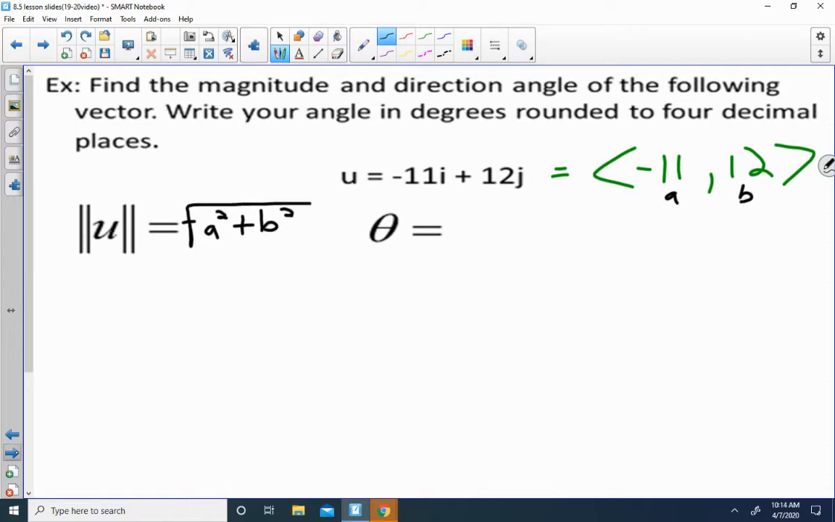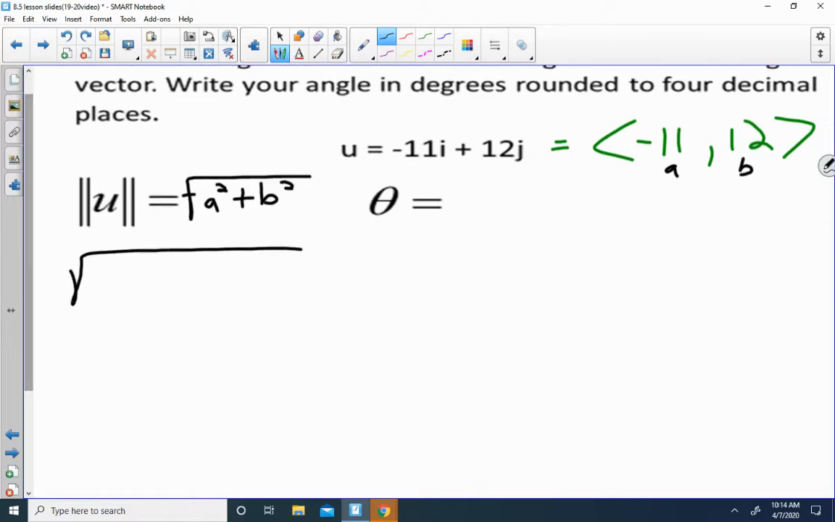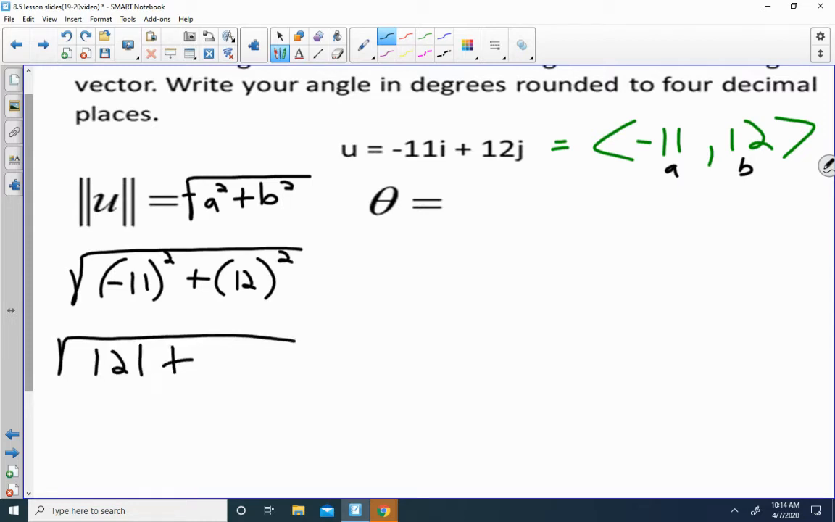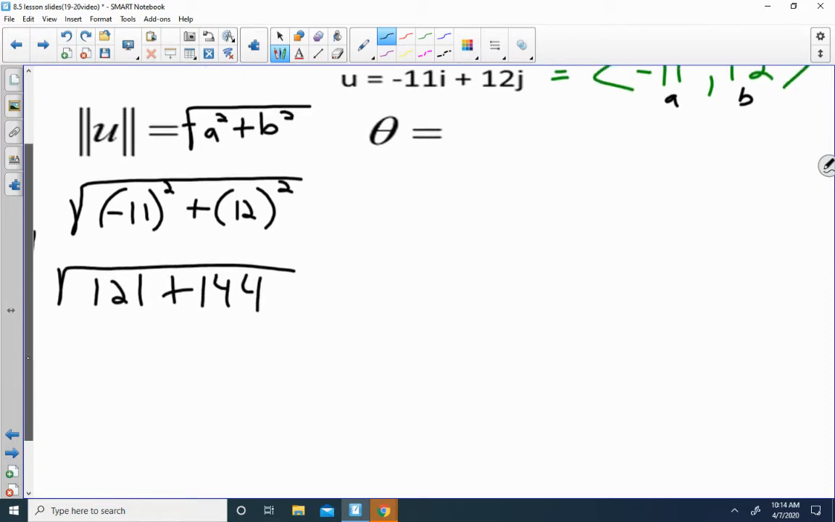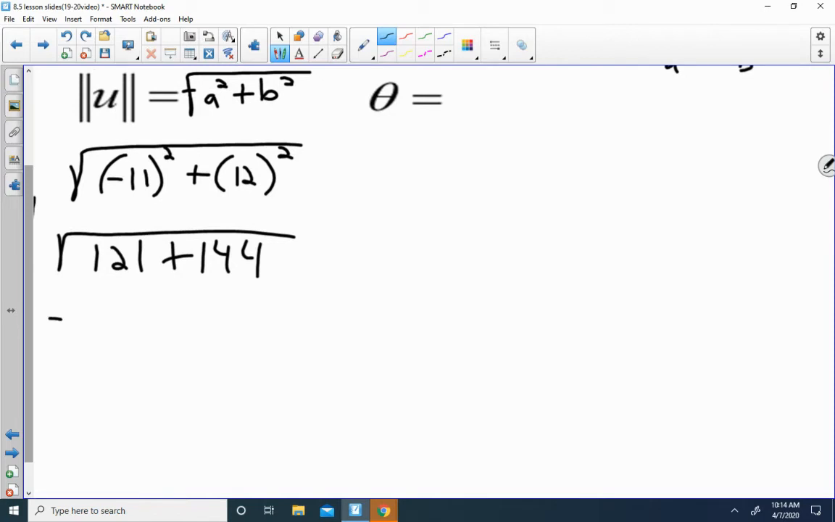All right, let's go from there. Plug the a in, you'll get negative 11 squared. Plug in the b, and that'll give you 12 squared. Continue from there, negative 11 squared will give you 121. 12 squared will give you 144. Add all those together, and you will get that the magnitude of u is going to be the square root of 265.